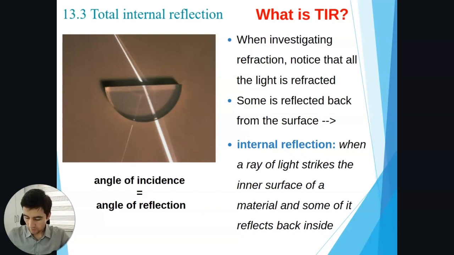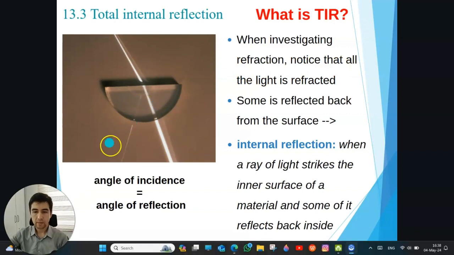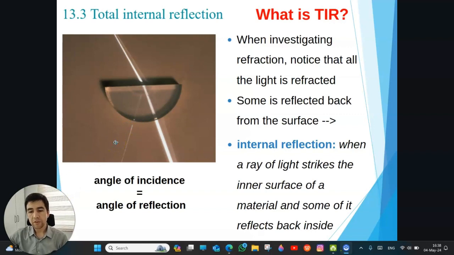So now what did we say? When investigating and studying refraction, you might have noticed that not all the light is refracted. Some is reflected back from the surface. As you can see in the picture given here, some of the light is reflected back. So check the figure given here.